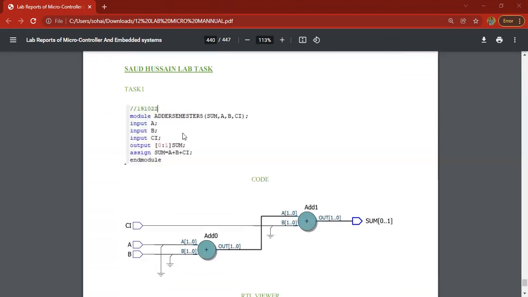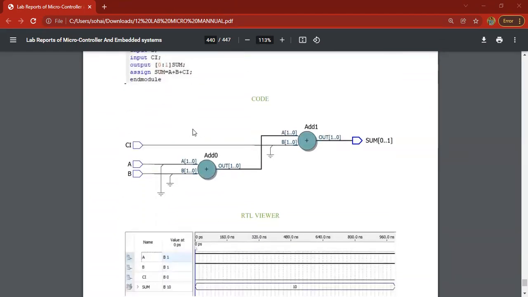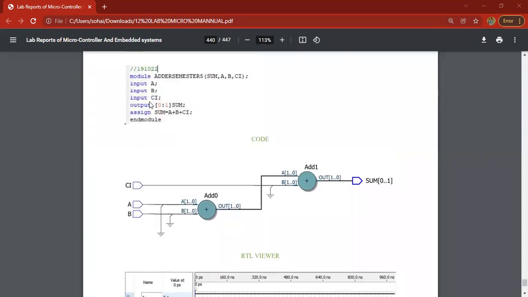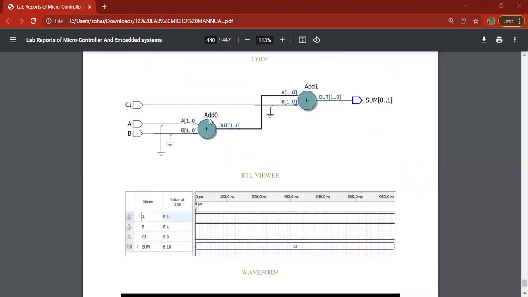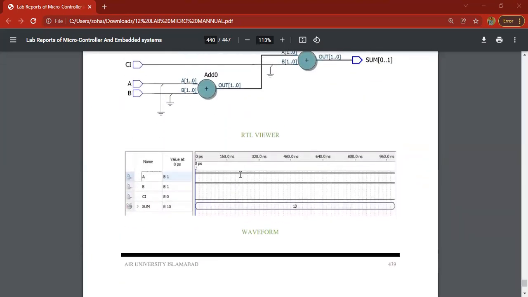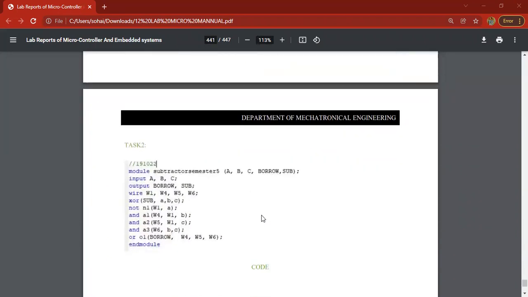So it is the full adder, which is adding two inputs, A and B, and C in is the third input. What will be the sum and carry? The sum is equal to A XOR B XOR C. This is the block diagram and this is the waveform. This is the RTL viewer and this is the waveform.